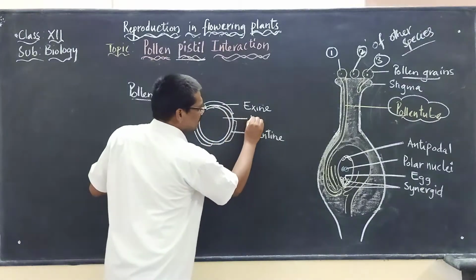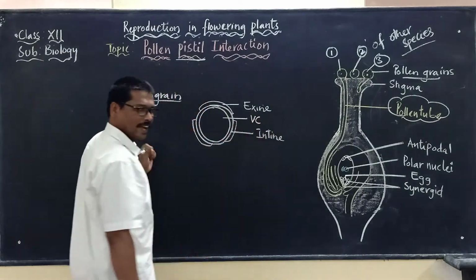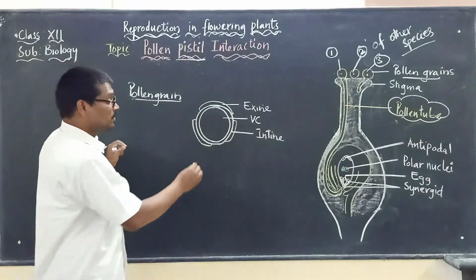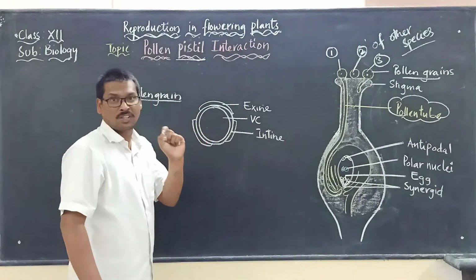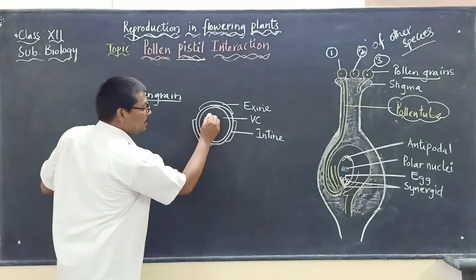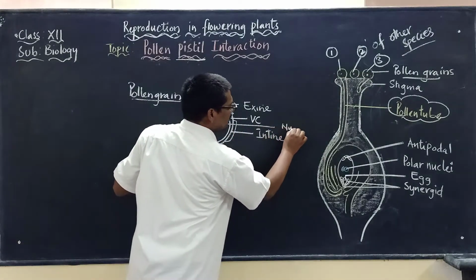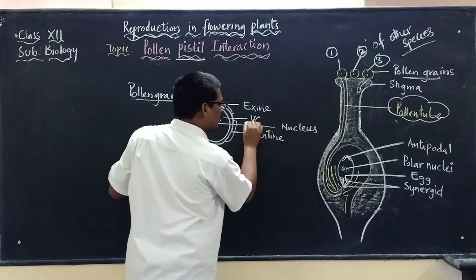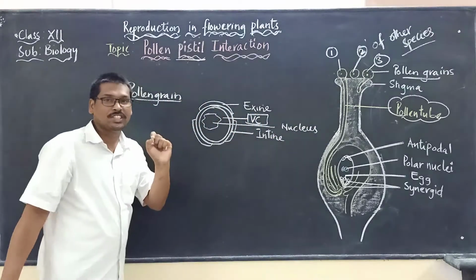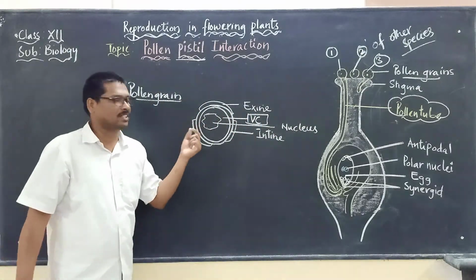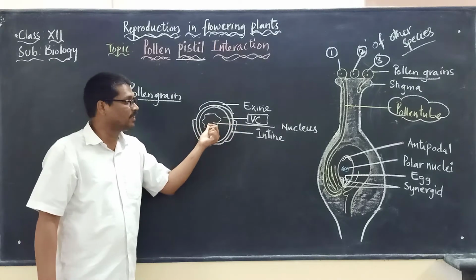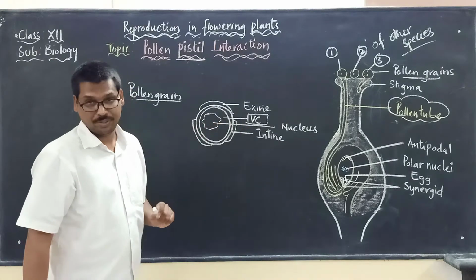This is the vegetative cell, which is rich in reserved food material and has an irregular nucleus. And please remember, this vegetative cell is rich in what? The reserved food material, and it has an irregular nucleus.